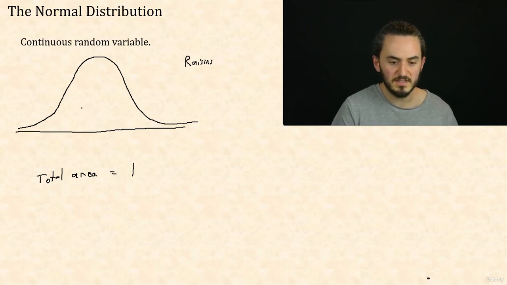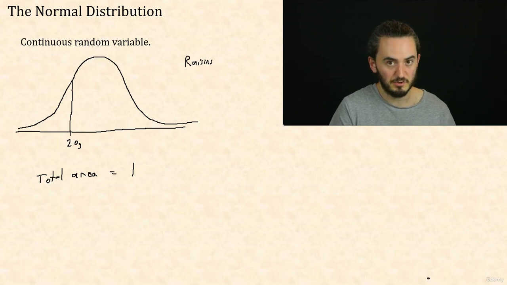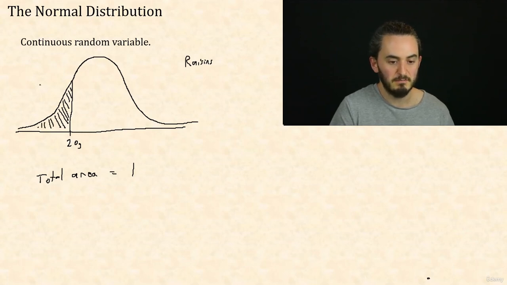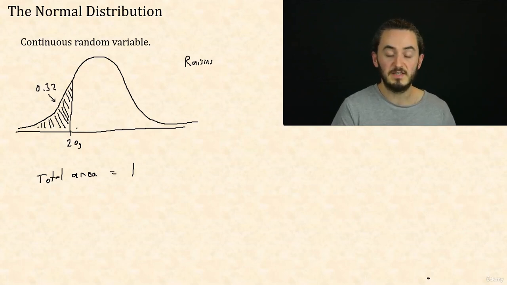And then we could start to say things like, well, what's the probability that a raisin has a weight which is less than this point here? And let's say that's 20 grams. Well, what we would do is we would work out, and I'll show you how to do this later on in the chapter, this area. And whatever area this is, maybe it's 0.32, for example, that would mean there was a 32% chance of weighing less than 20 grams.